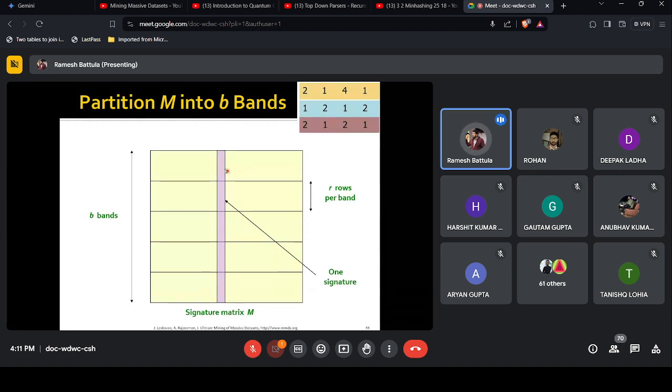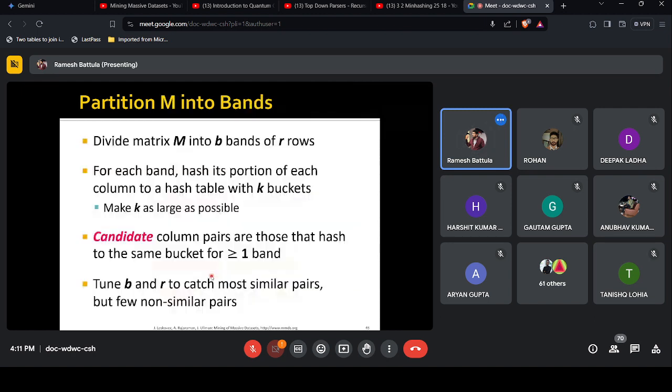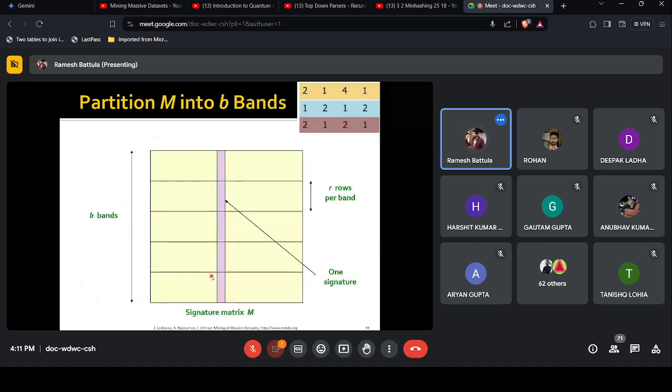So how many signatures are there? 1, 2, 3, 4, 5 signatures are there in this. Why? Because you have 5 bands, so you are able to calculate 5 signatures. Do you understand, right? Does anybody require more explanation over here?